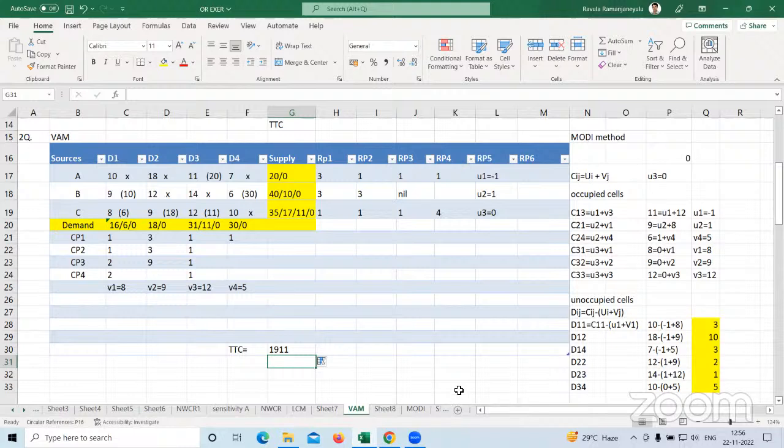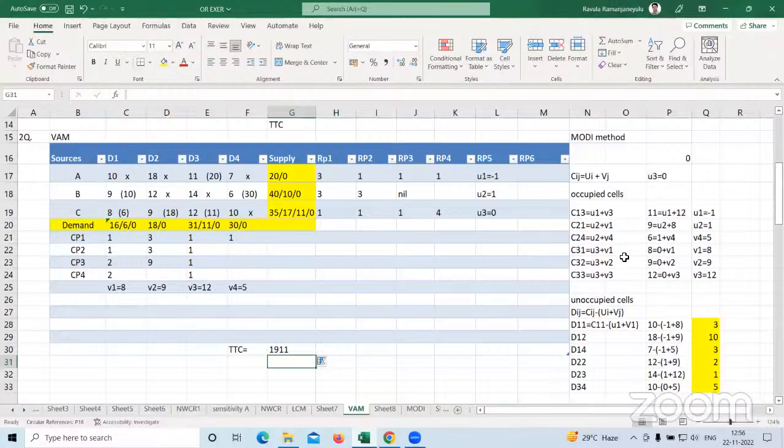Is that clear? Yes, a little bit of confusion is there, sir. Obviously, because it is not possible to understand all the things at once. You need to practice once. I told you, you did not practice VAM, so here only your understanding of VAM is forming. Then the MODI method, this is the first time you heard it. So go through it once again.